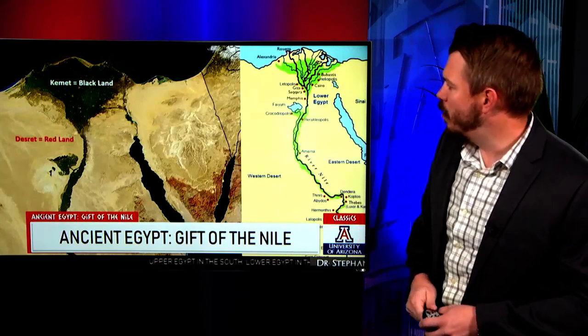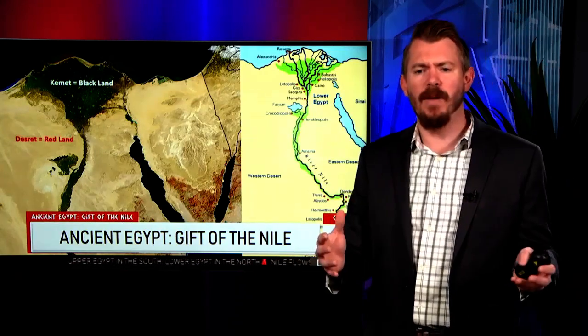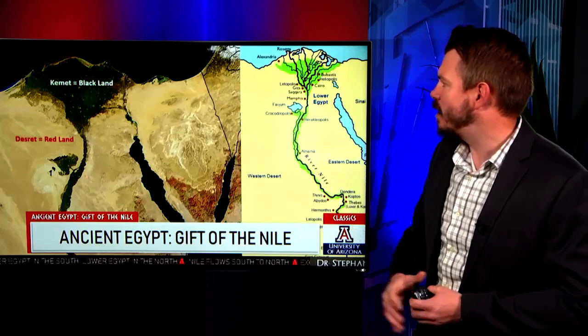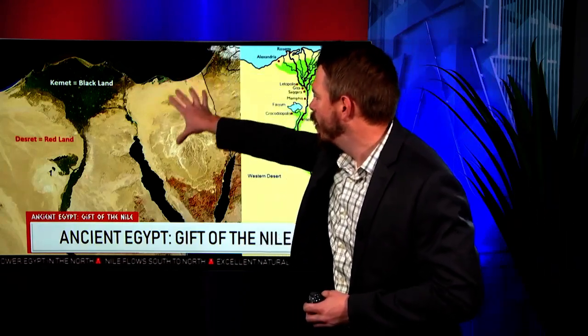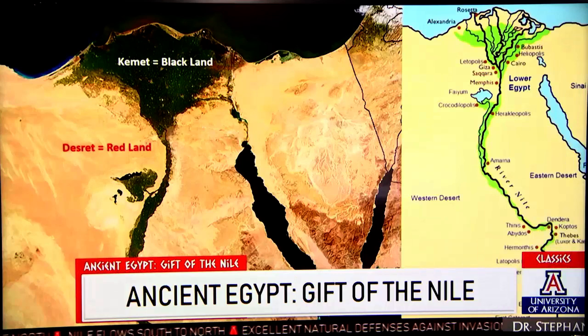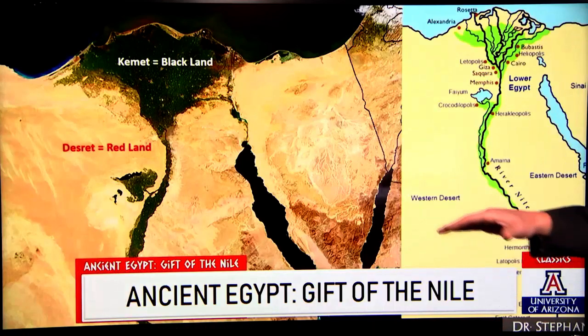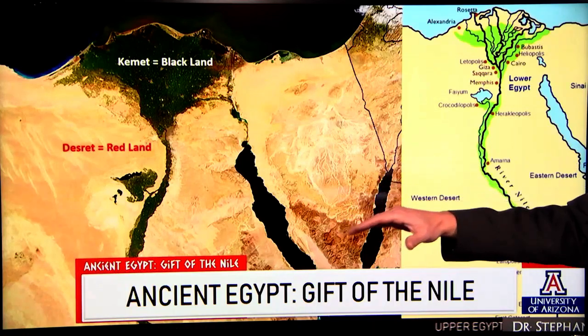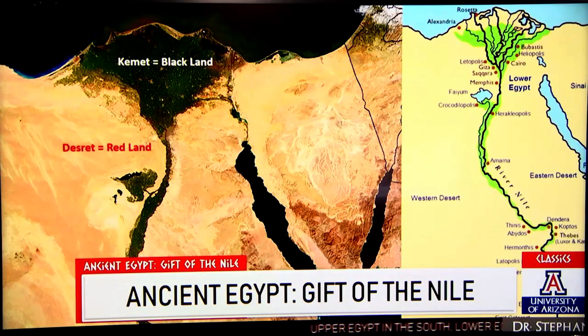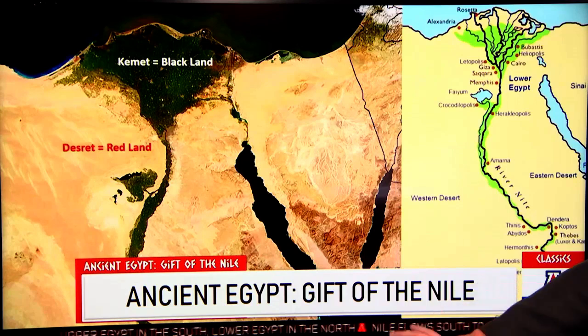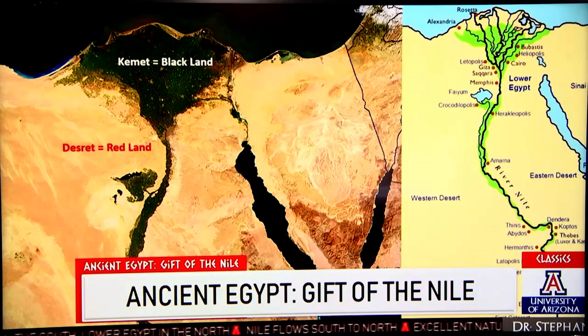The other thing you'll be able to notice here is that Egypt is incredibly protected on all sides, right? So you've got the sea to the north, you've got deserts to the east and the west, and then you've got a series of cataracts or kind of waterfalls along the Nile that make it difficult to navigate via boat from way down here in the south. So it's really, really well protected.